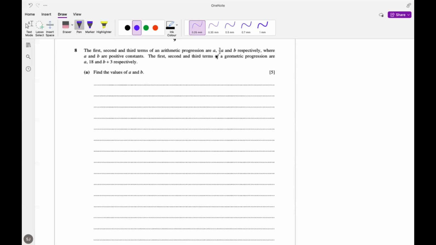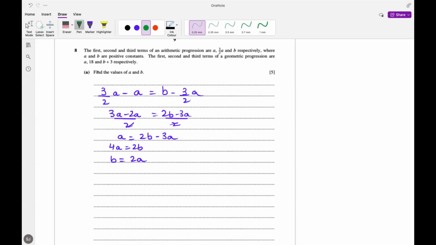Now, in an arithmetic progression, two consecutive terms have a common difference. So if I subtract the first term, which is a, from the second term, which is 3 upon 2a, it will be equal to the difference of the third term, which is b, minus the second term. Simplifying both sides, we'll get 3a minus 2a upon 2 equals 2b minus 3a upon 2. The 2 and 2 will cancel out. We'll get a equals 2b minus 3a. We can write this as 4a equals 2b, and we can simplify this to write b equals 2a.